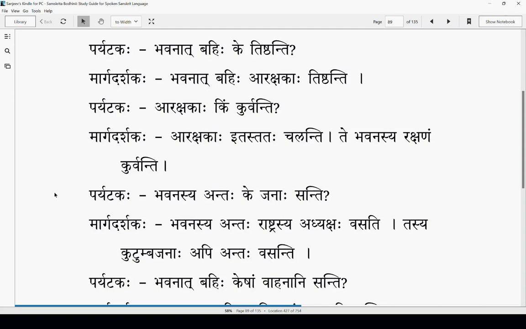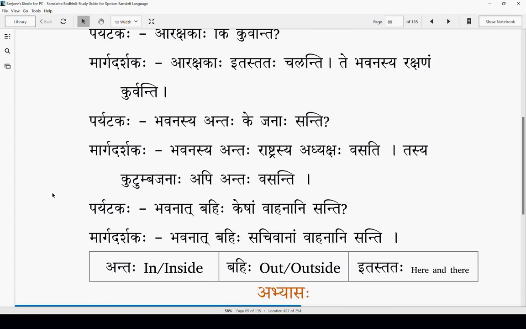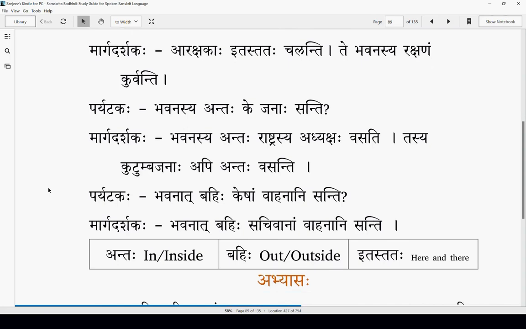Bhavanasya antah ke jana santi? Bhavanasya antah rashtrasya adhyakshah vasati. Tasya kutumba janah api antah vasanti. Okay, next one. Bhavanat bahihi kesham vahanani santi? Bhavanat bahihi sachivanam vahanani santi. So here we had arakshakaha itastatah chalanti. So they move here and there, back and forth. Itaha tatah. This has become a single word now.